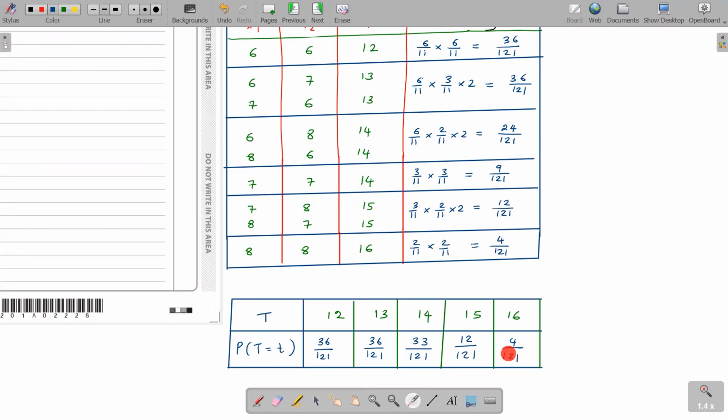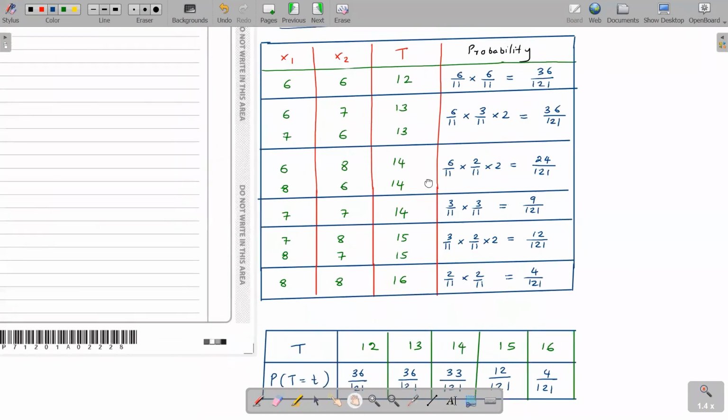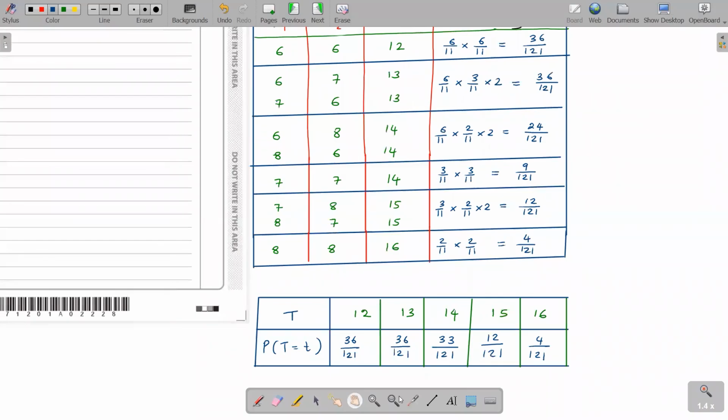You can add all the probabilities and check whether it adds up to 1. If it adds up to 1, you have done this correctly. Do you agree with me? So this is how we make the probability distribution of T. 33 over 121 can simplify here. 33 over 121 simplifies to give you how much? 3 over 11. Okay, so 33 over 121 is also correct.